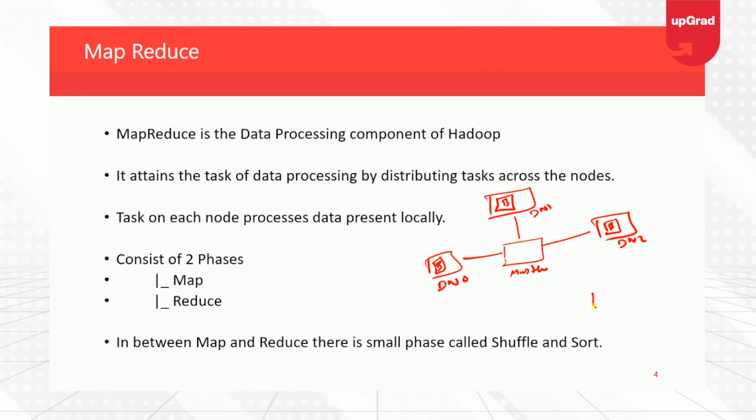Now, whenever a client submits an application, a MapReduce application, to the master, that application will be distributed across all the data nodes wherever the blocks required by that application are present. So the master distributes the application across those data nodes. Here you can see that the same application is running in parallel on multiple data nodes and processing the data which is present locally. This local processing of the data by the application is also called data locality.